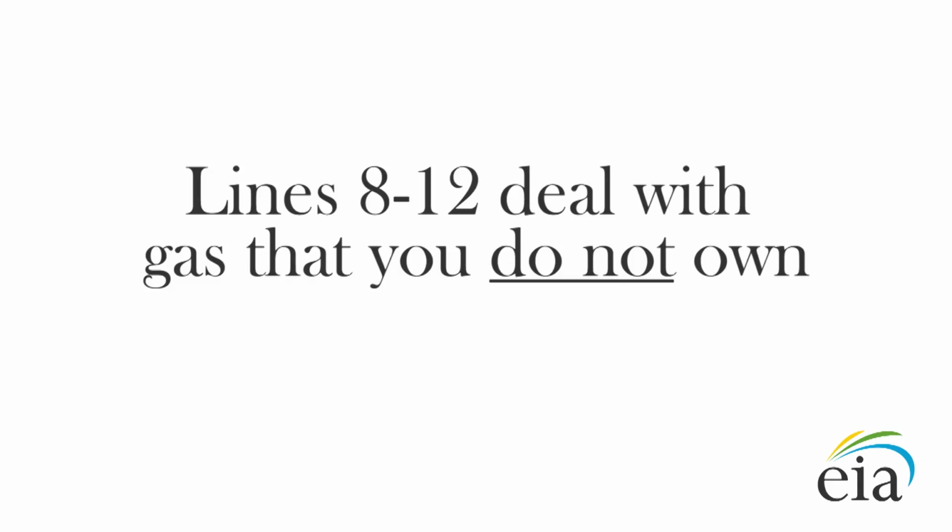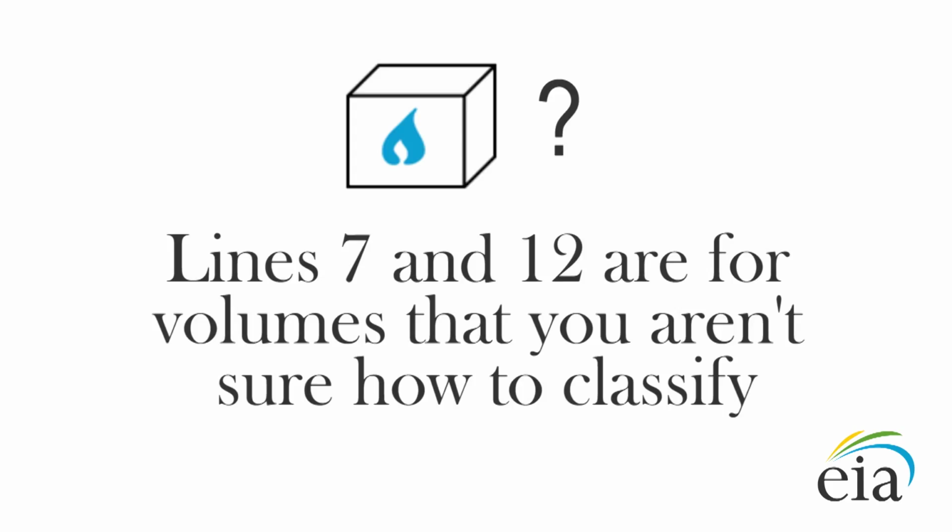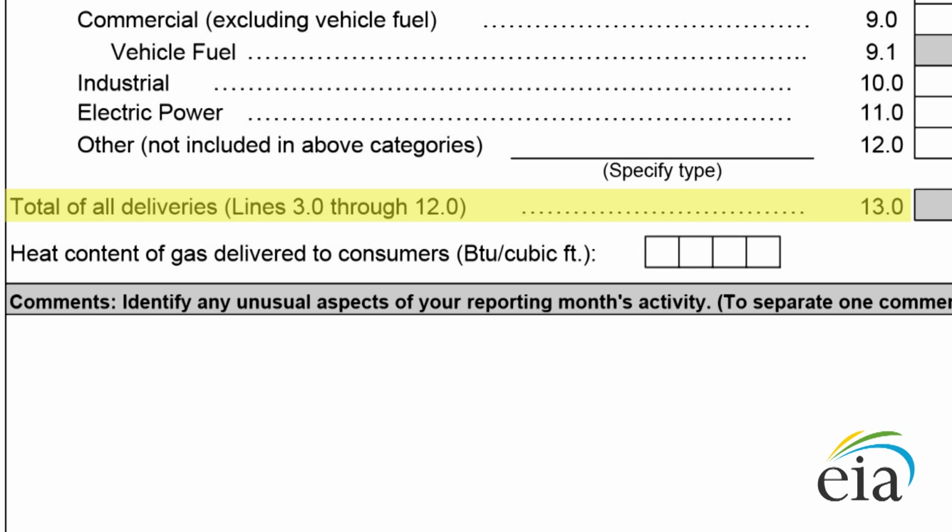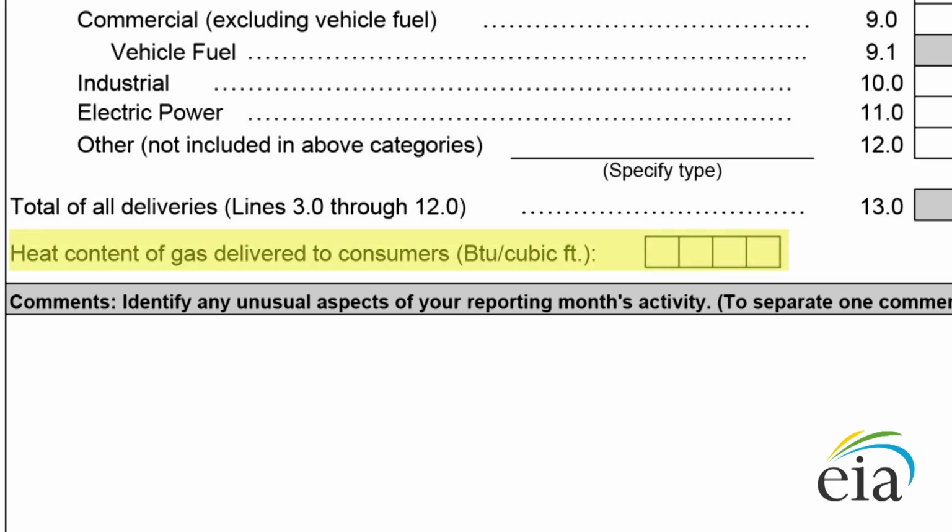This includes gas that your company is delivering on behalf of a third party. Lines 7 and 12 are intended for volumes that you aren't sure how to classify. If you have volumes you think should be reported on line 7 or line 12, please contact EIA for help. Line 13 is simply the sum of data on lines 3 through 12, but more on that in a minute. Beneath line 13 is a box to report the heat content of the gas delivered to consumers. This number is reported in BTU per cubic foot. Companies typically report heat content between 1,000 and 1,040 BTU per cubic foot.